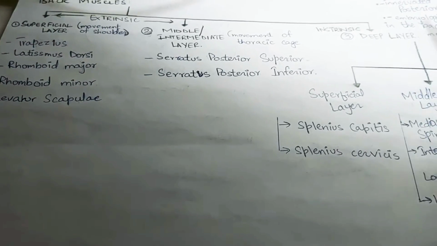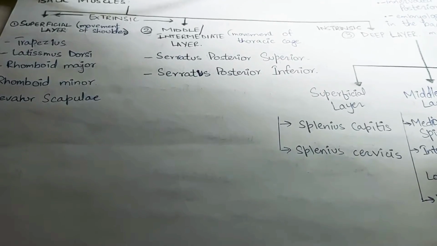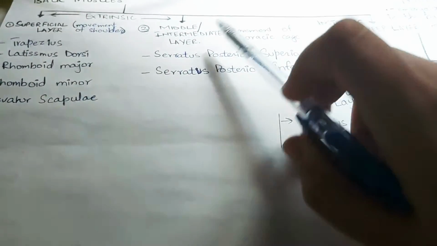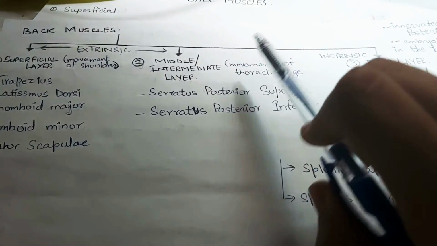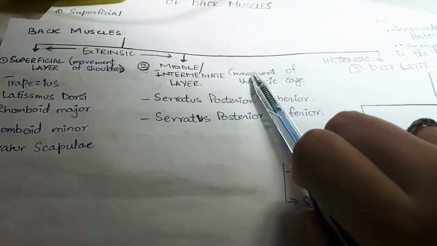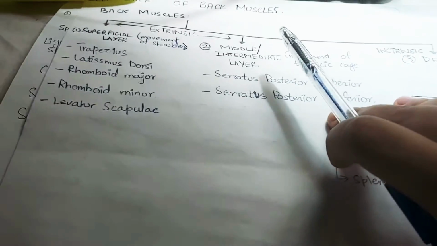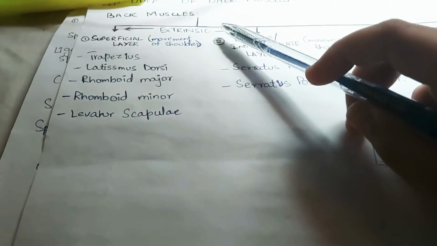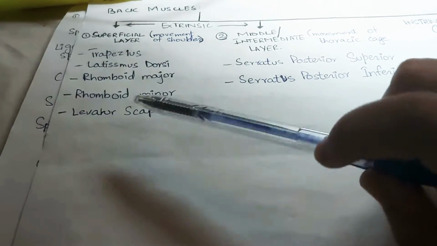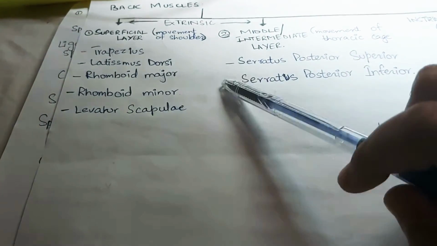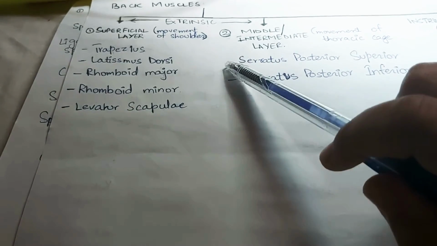And intrinsic muscles' point of insertion was limited to the axial skeletal system. But here these categories are not based upon the point of insertion. These categories are based on the embryological derivation. Now, extrinsic muscles. Extrinsic muscles are further classified into the superficial layer and middle layer. Superficial layer and middle layer consist of big muscles.